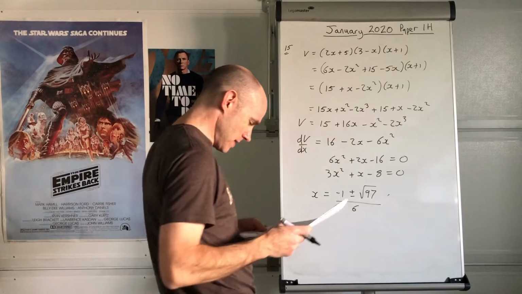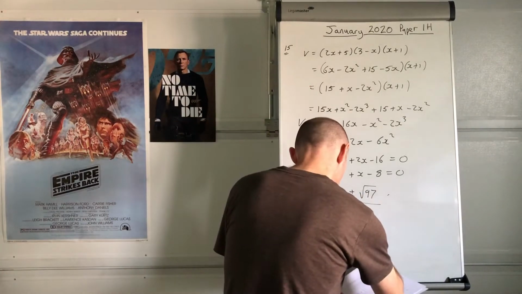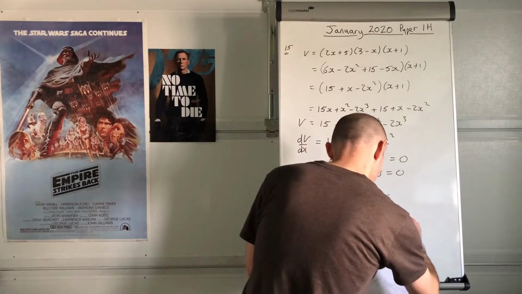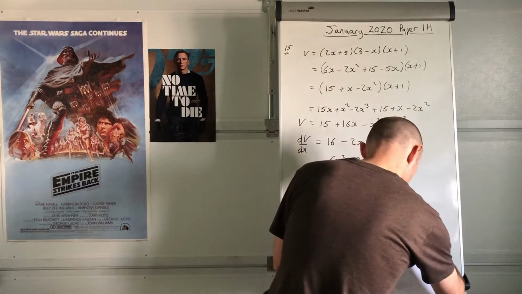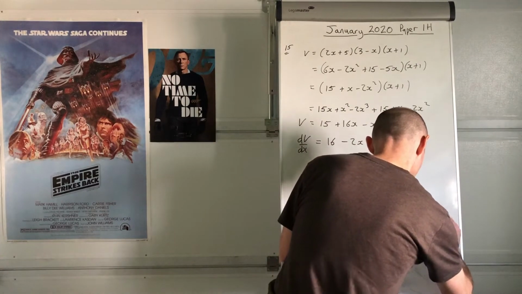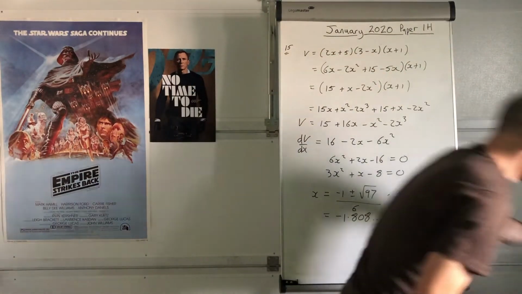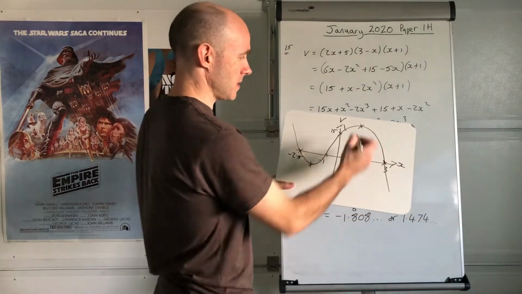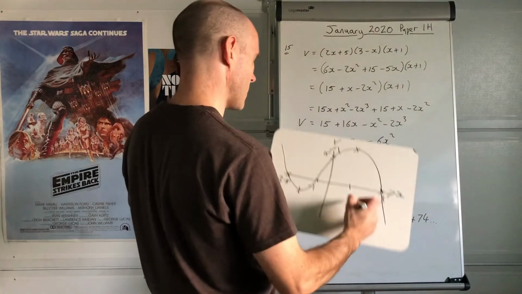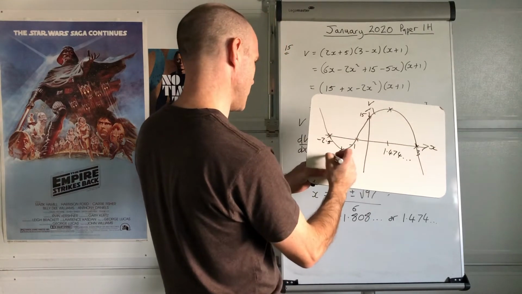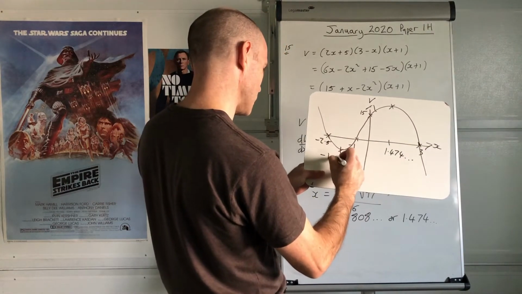So the negative answer is negative 1.808 dot dot dot, and the other one is 1.474 dot dot dot, and so on. Why do you get two answers? Back to the graph again. Look, that's the positive answer, 1.474, and that answer there is the negative answer, negative 1.808.